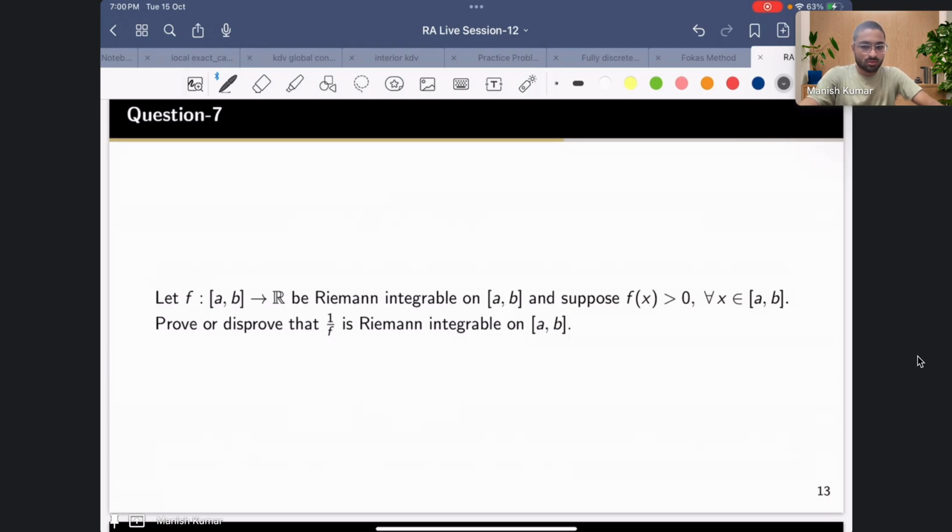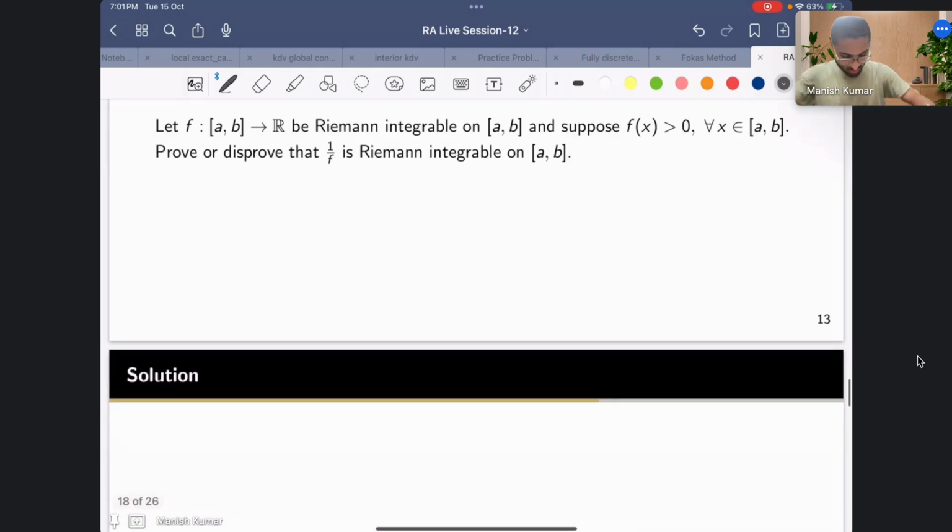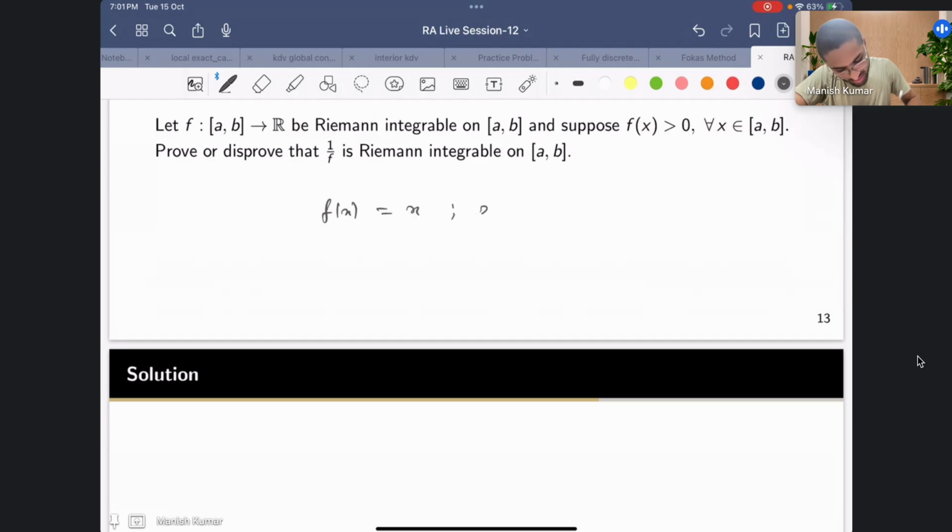If you take f of x to be x, then 1 by f of x will be 1 by x on closed interval 0 comma 1. Okay, let me think. So f of x, you are saying x when x is in 0 comma 1, right? So in this case 1 by f is not defined, right? How would you define 1 by f here? Because f at 0 will be 0. But you can change it a bit, right?